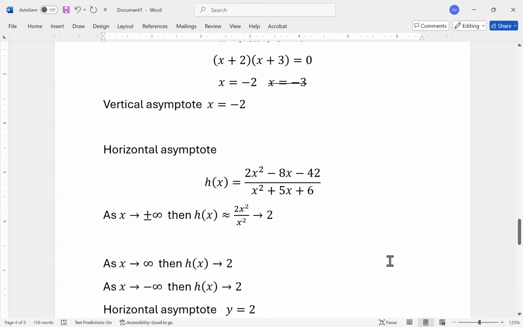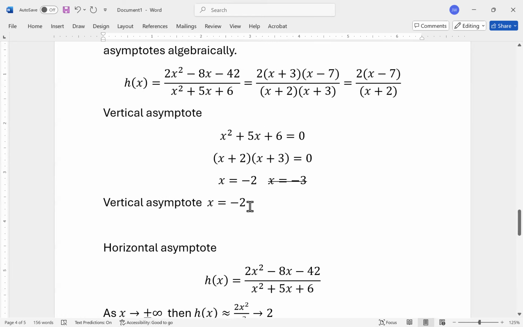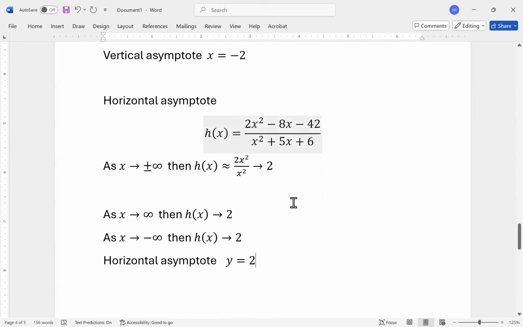So there we go. This has one vertical asymptote, and it kind of has another, what I'd call a false asymptote here. You think x equals -3 is another asymptote, but it turns out it's not. So there we go. One vertical, one horizontal asymptote. Now we can go ahead and graph it and see that we get the right sort of graph.